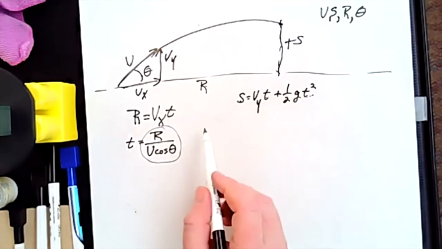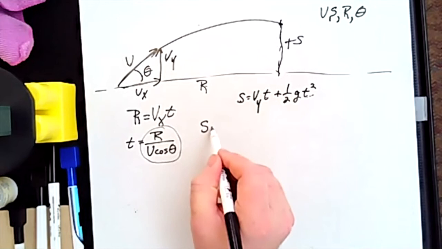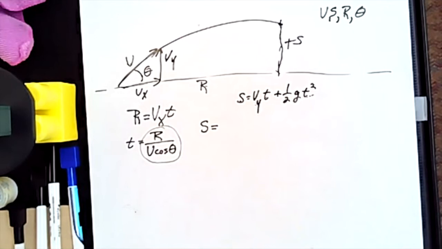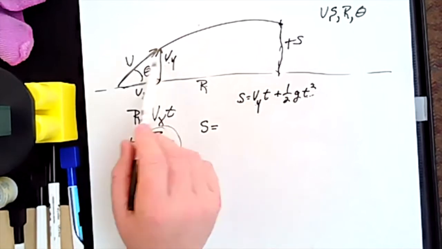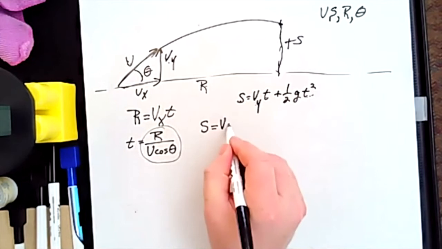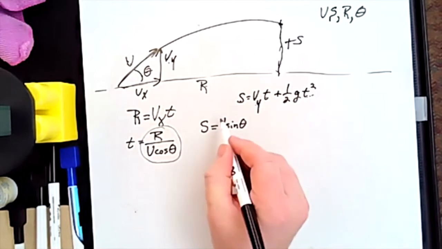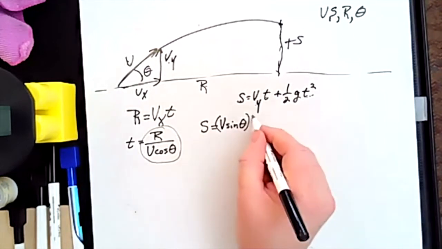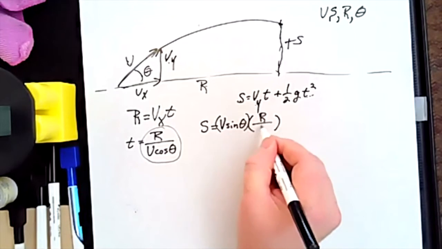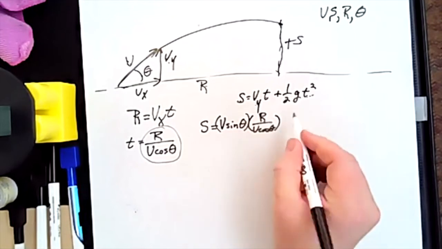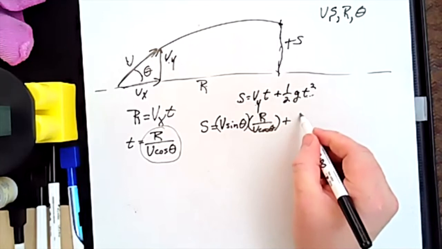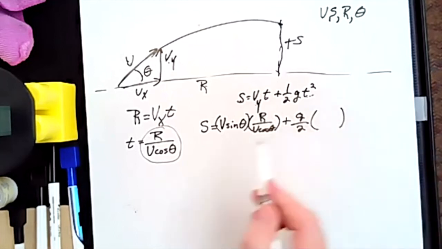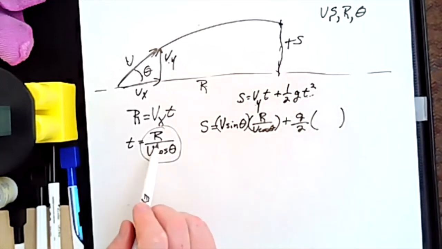Okay, so here we go. S equals, now the first thing I have is a Vy, but I don't want Vy in the equation either. So what can I put instead of Vy? V sine of theta. So V sine of theta, that's great, right? Because angle and V, I need those in the equation, right? And then for T, I'm going to put R over V cosine theta, plus, I'll just do G over 2 times this squared, okay, T squared.